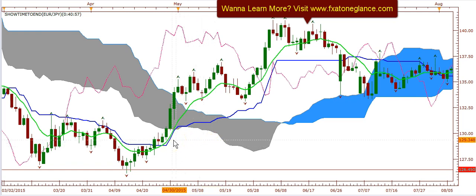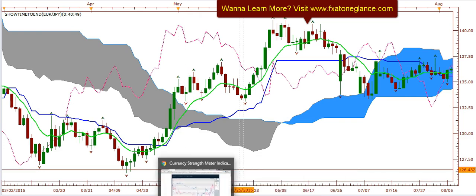All right, so here again, let's look at this breakout here. This is going to be 4/30/2015. Let's see what happened with this pair.